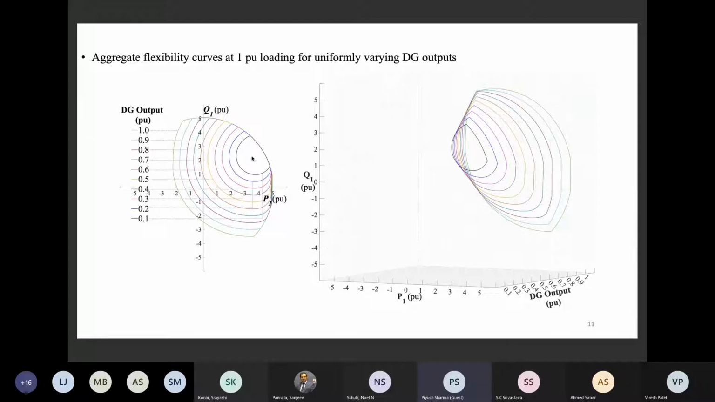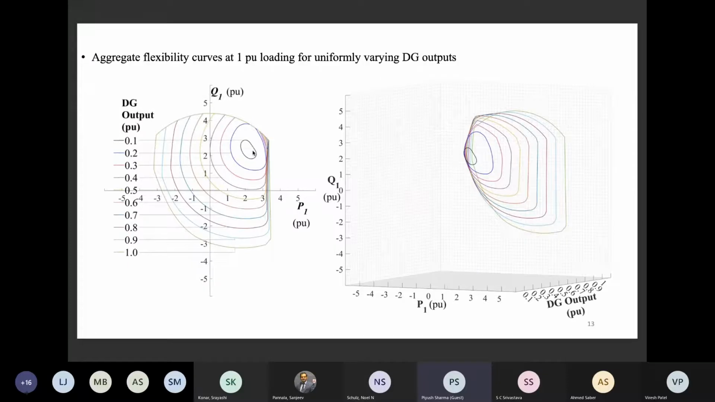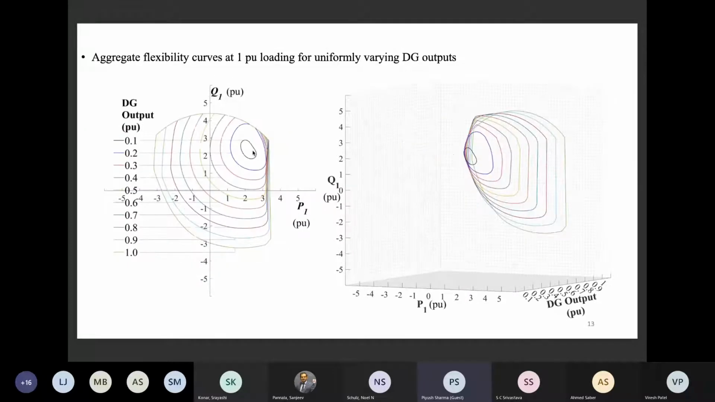In the absence of that, this curve would have converged to the base case load flow solution of this particular network. Similarly, similar results were also obtained for a modified 85 bus distribution network for different loading conditions and for different output levels of the distributed generators.